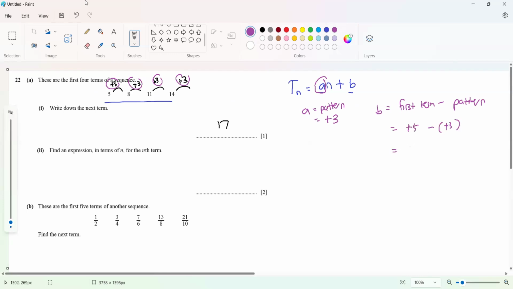So from here, symbols are important, yeah? So that's why I'm writing the symbols here. So that's why, because it's 2. So Tn equals 3n plus 2.